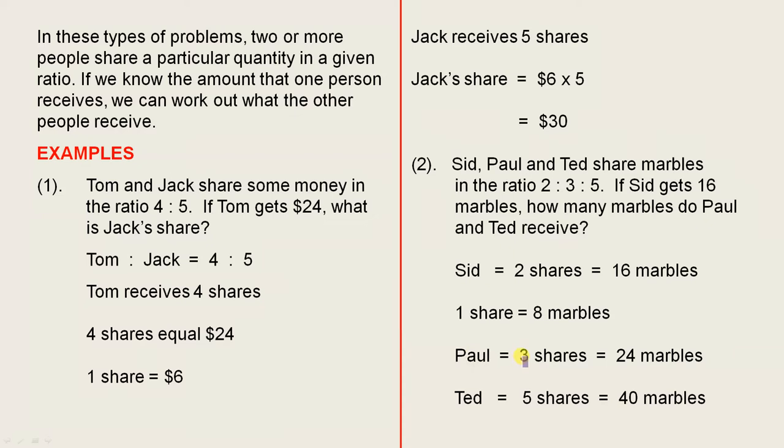Therefore Paul receives 3 shares. 3 eighths are 24. So Paul's share is 24 marbles. Ted receives 5 shares. 5 eighths are 40. So Ted receives 40 marbles.